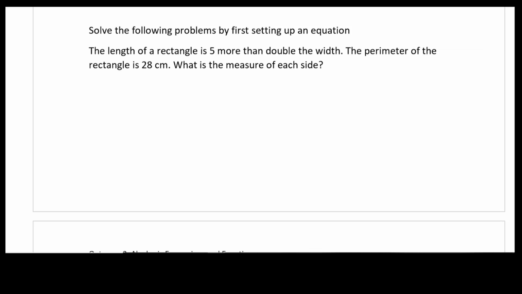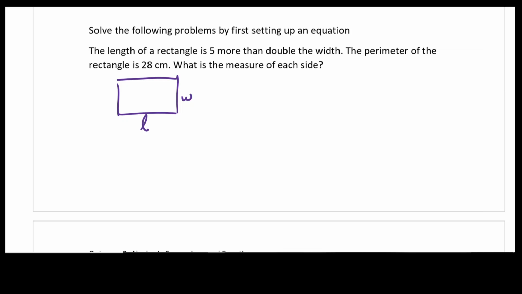The length of a rectangle is 5 more than double the width. The perimeter of a rectangle is 28 centimeters. What's the measure of each side? So, there's my rectangle. The length of the rectangle is 5 more than double the width. So we can call those length and width. And what we need to do is look at the problem, and we're going to assign one of them to be the variable, one of them to be a value of x. I'll use x for my letter every time.